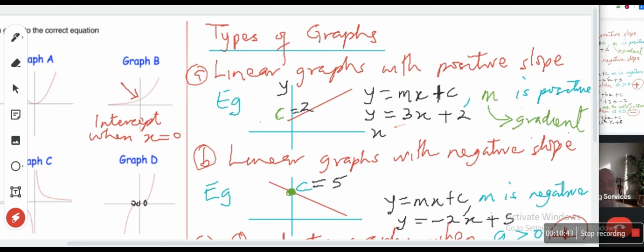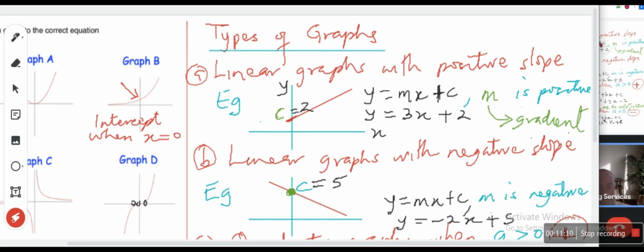Sorry, what did you say? What's the value of the gradient in this equation, y equals 3x plus 2? 3, because that's what is taking the place of m. So the gradient is 3, and it is positive. It's a plus 3. That's why it's going to slope upwards. What's the intercept? 2. 2 is the intercept.